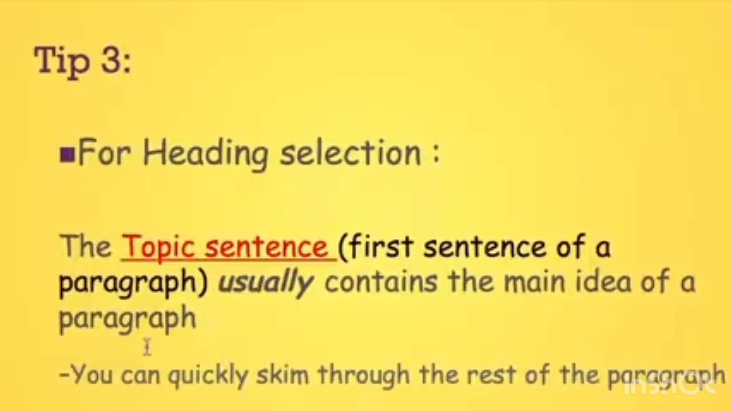So how this is helpful is that, let's say you're trying to match a heading with a paragraph. You probably want to read the entire paragraph and very closely understand each and every word, each and every line, and the overall sense of the paragraph. You don't need to do that. You can just quickly skim through the rest of the paragraph if you know what the topic sentence is. So the first sentence or the topic sentence of a paragraph should usually give you the main idea of the entire paragraph. You can quickly guess what the heading can be.